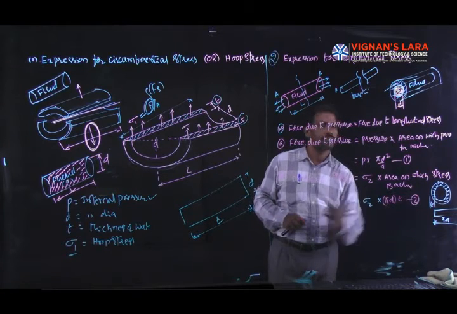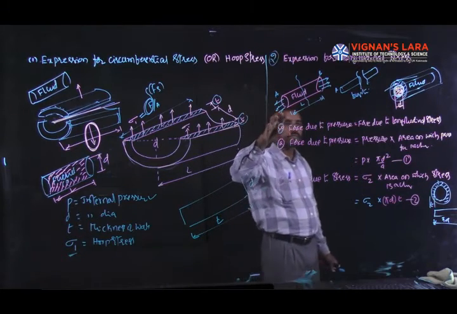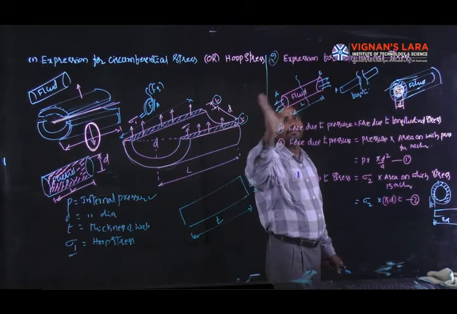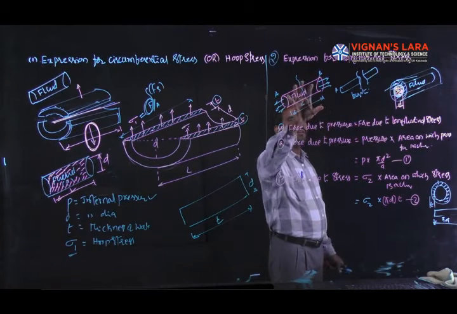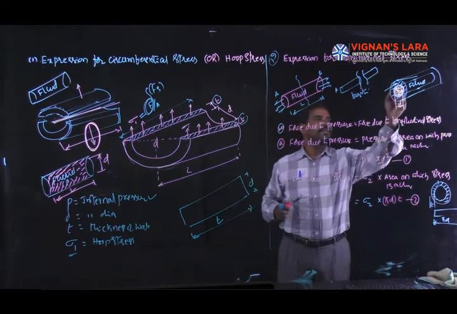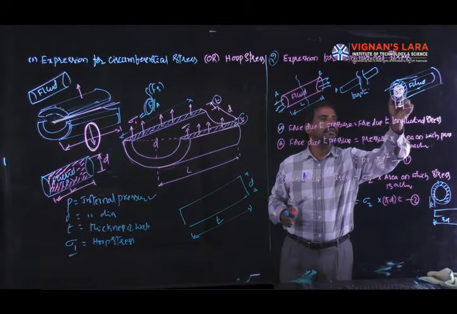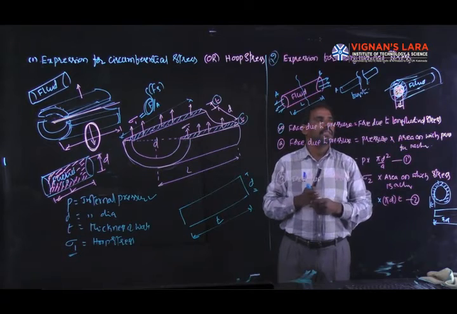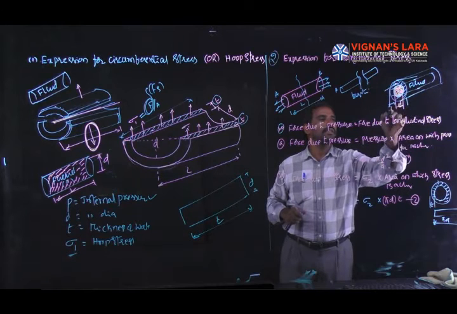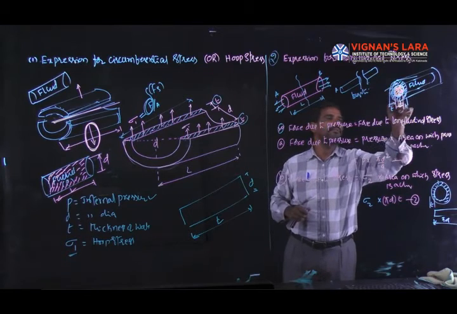Say equation number 2. As per the condition, the force due to pressure acting on the cylinder at the ends must be equal to the force due to the longitudinal stress. The force due to pressure is represented by the red color portion, and the force due to longitudinal stress is represented by the blue color area. So this is the important point.